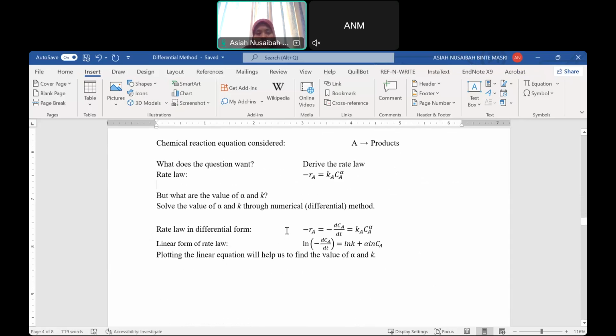Similar to the previous question, if we write the rate law in differential form, that would be minus dCA over dt equals KA CA to the power alpha. And in linear form, we add ln terms. So we get ln of minus dCA over dt equals ln K plus alpha ln CA. So by plotting the graph of ln of minus dCA over dt versus ln CA, we can figure out what alpha is and also K.